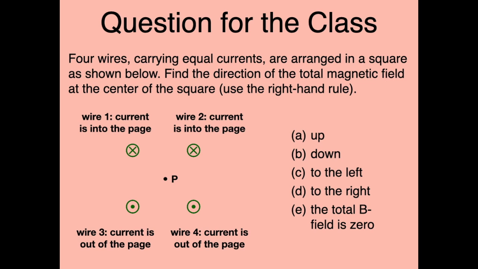We're going to use the right-hand rule for this. So let's take a look. Wire number 1, which is on the upper left corner, is carrying a current going into the page. So imagine the wire itself extends into the page, and it's just a really, really long wire.